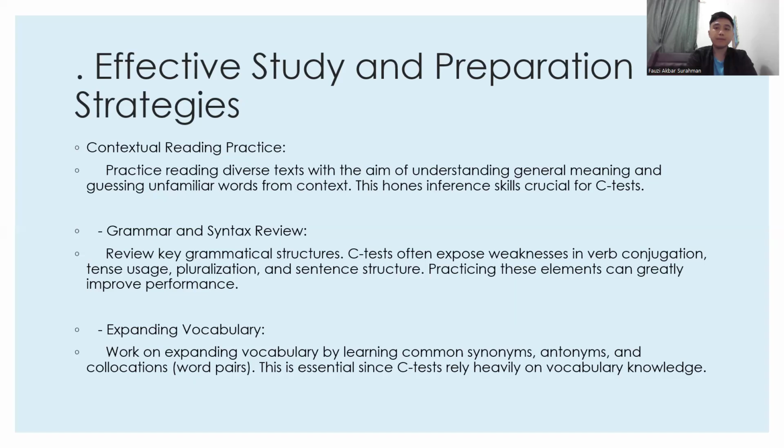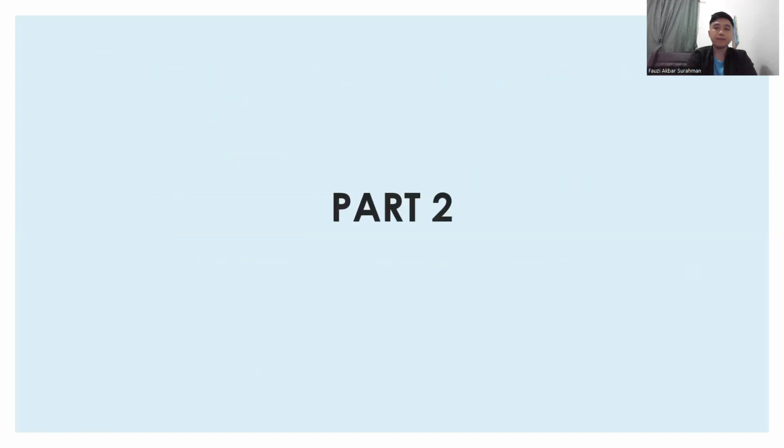Review key grammatical structures. C-tests often expose weaknesses in verb conjugation, tense usage, pluralization, and sentence structure. Practicing these elements can greatly improve performance. Expanding vocabulary. Work on expanding vocabulary by learning common synonyms, antonyms, and collocations, word pairs. This is essential since C-tests rely heavily on vocabulary knowledge.